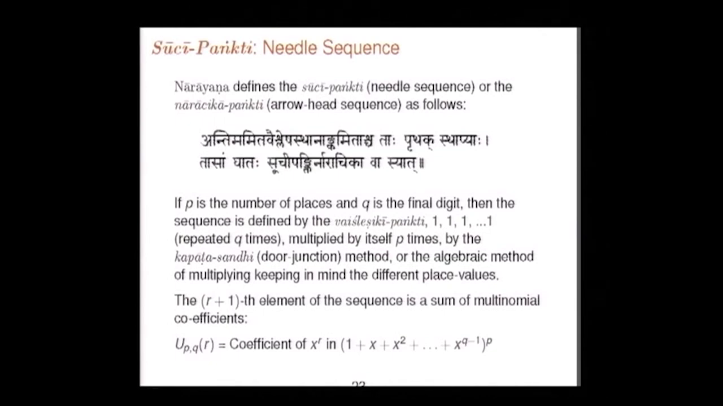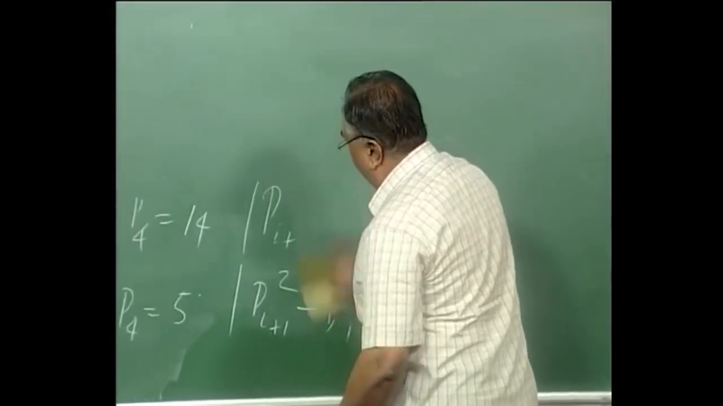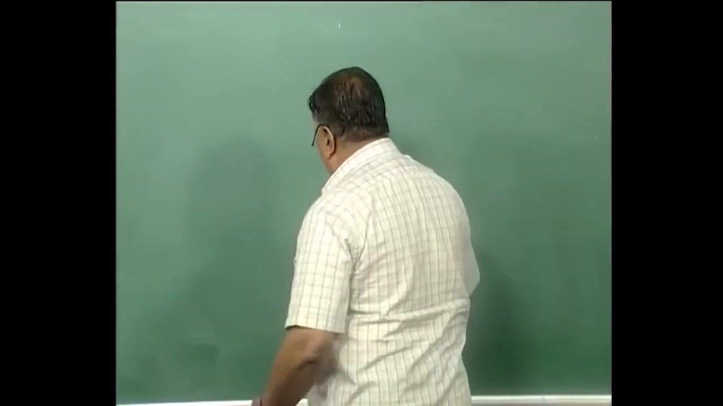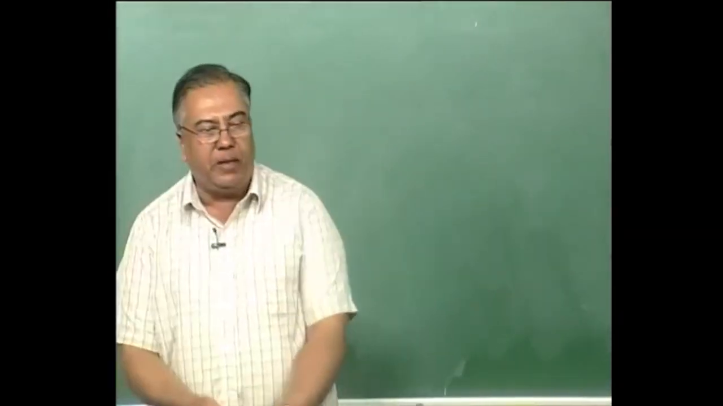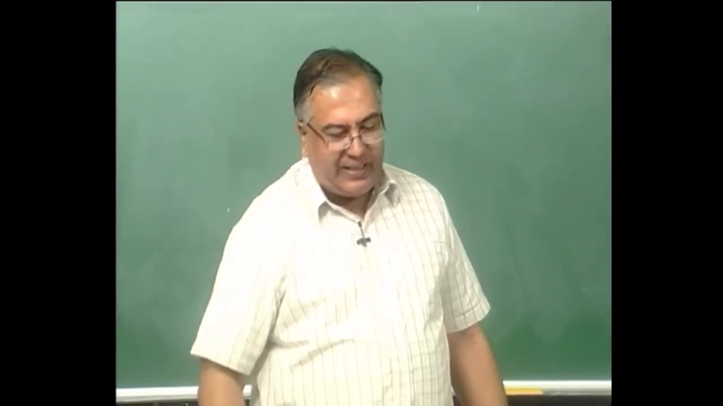So, how is it to be done? You first do the Vaishleshiki Pankti, which he has defined earlier, that is, put just one next to itself Q times. One is put next to itself Q times, that is called the Vaishleshiki Pankti. Then you multiply that by itself P times. The elements of the Narachika Pankti will come. And the method of multiplication is the algebraic method of multiplication, or what in India is called the door junction, Kapata Sandhi method. So, let us first see that.